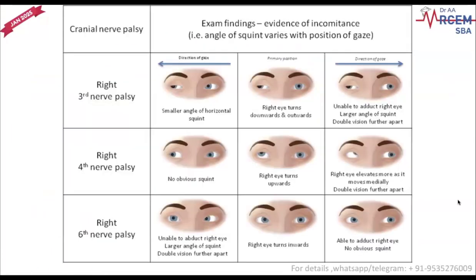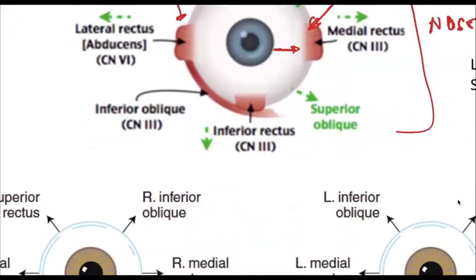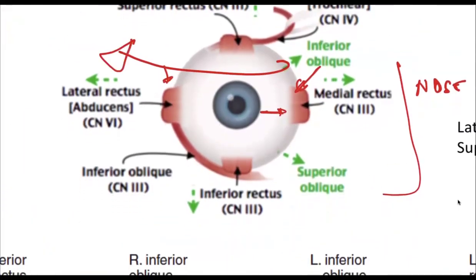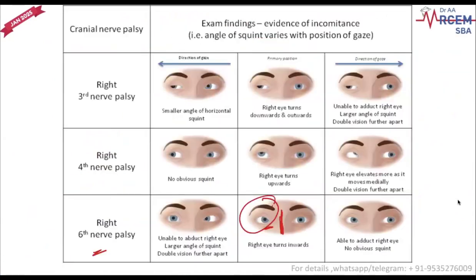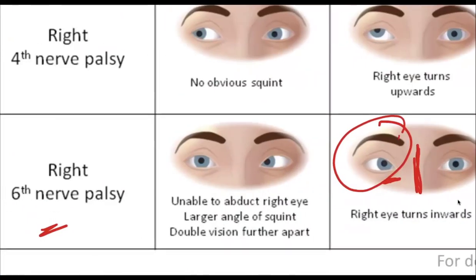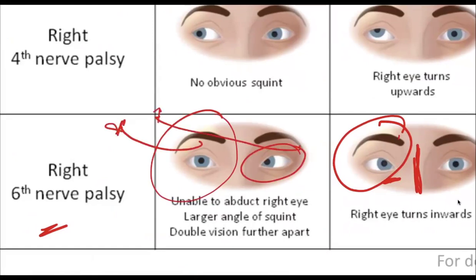Let's just have a look here. In the normal position, this is the sixth cranial nerve palsy. You can see the affected eye is this one and it is towards the nose. What happens if you ask the patient to look towards the affected side? The medial rectus will relax, so the eye will come to the midline, but it will not go towards the lateral side because the lateral rectus is not contracting. See here, this is the affected eye. You're asking him to look towards this side. The normal eye will go towards this side, but the affected eye remains in the middle.